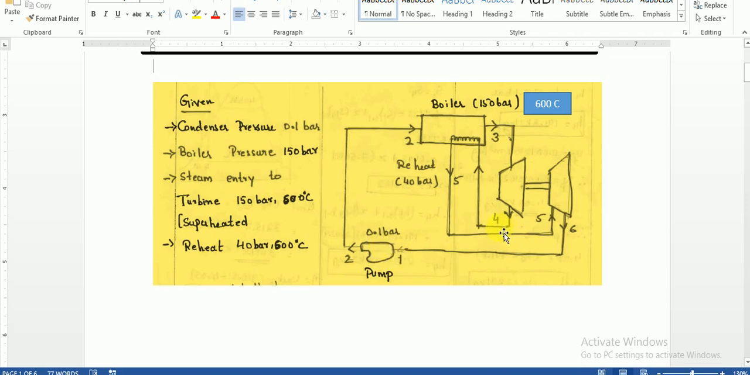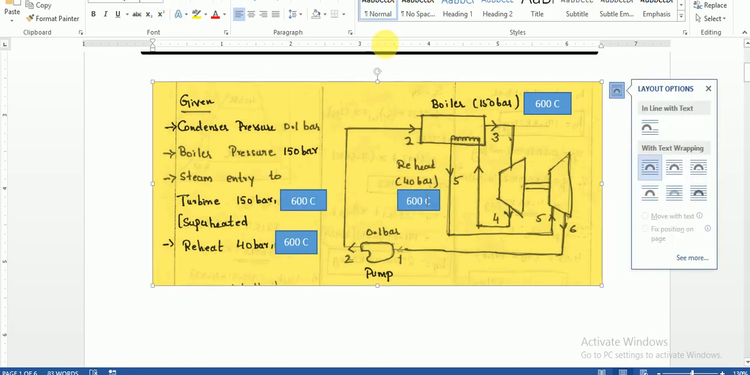So there are two expansions. One is high pressure expansion from 150 bar to 40 bar, then from 40 bar to 0.1 bar. Note this down: in between these expansions there is something called reheat. Here it is 150 bar, 600 degrees Celsius; here it is 40 bar, again 600 degrees Celsius. So we have corrected a few of the things, that is 600 degrees Celsius.